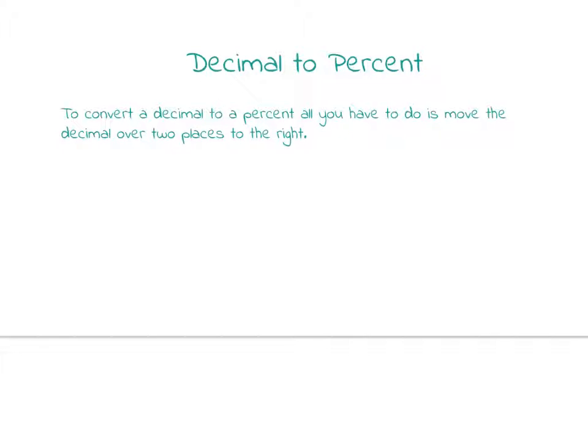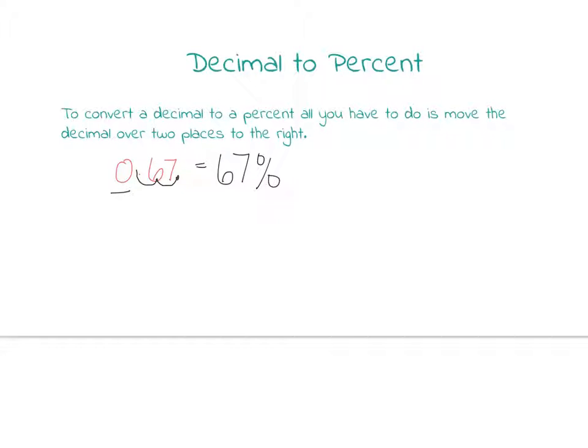Okay, so now the last thing we need to do is convert a decimal to a percent. All you have to do is move the decimal over 2 places to the right. So let's look at some examples. My first example is 0.67. Well, I'm going to move that decimal 2 places to the right, and that becomes 67%. No need to use this 0 in the front.